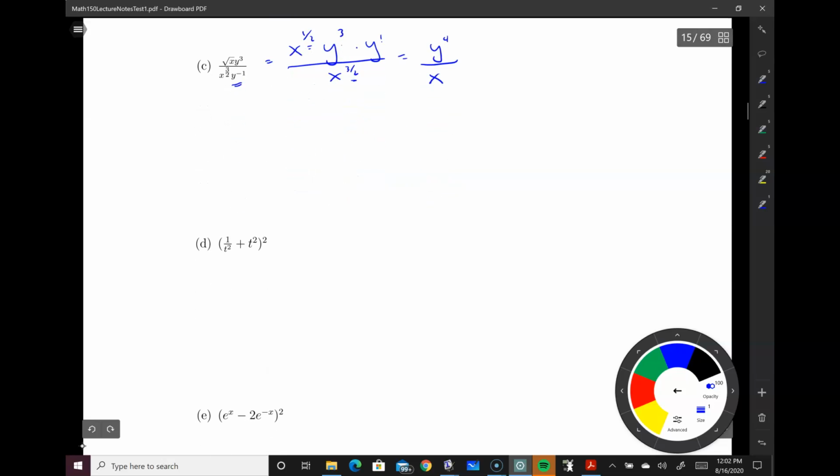All right, so another multiplying out. This will do a lot of, so I want to make sure you're very comfortable with this. So 1 over t squared squared gives me 1 over t to the 4th, plus 2 times 1 over t squared times t squared, plus t to the 4th. So this middle term here gives me just 2.